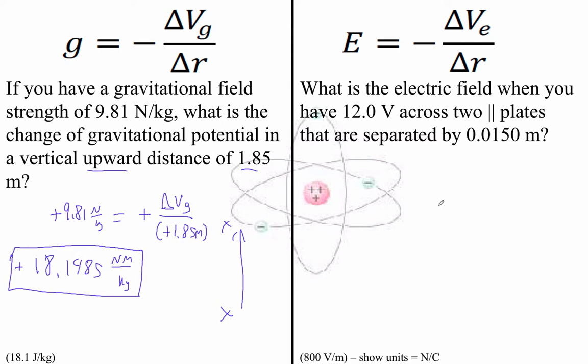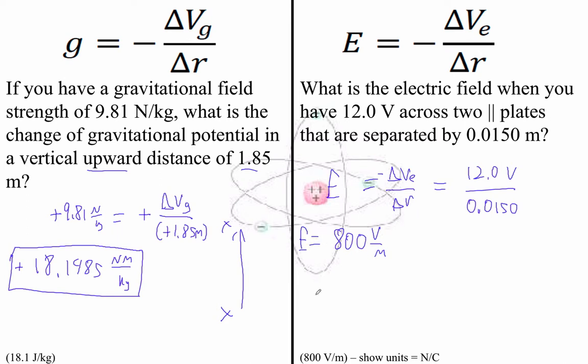Again, I generally ignore this minus sign, but let's figure this out. So E is just change in V over r, and again I'm going to ignore the minus sign. So it's 12 volts, which is, by the way, how you create electric fields, divided by 0.0150. So 12 divided by 0.015 is 800. Okay, 800 volts per meter, which is interesting. Is that really a unit of electric field? And indeed it is.